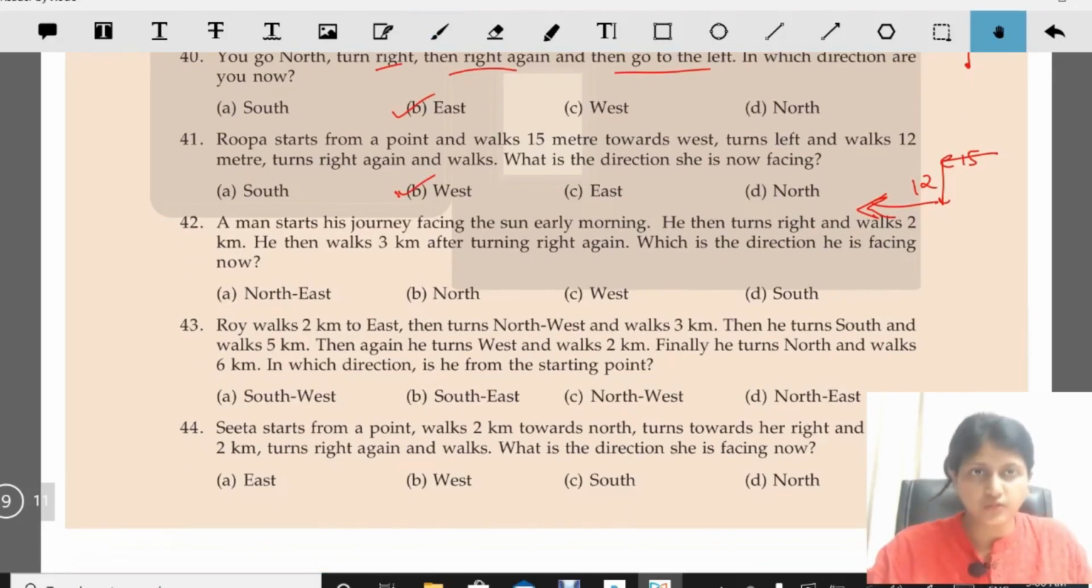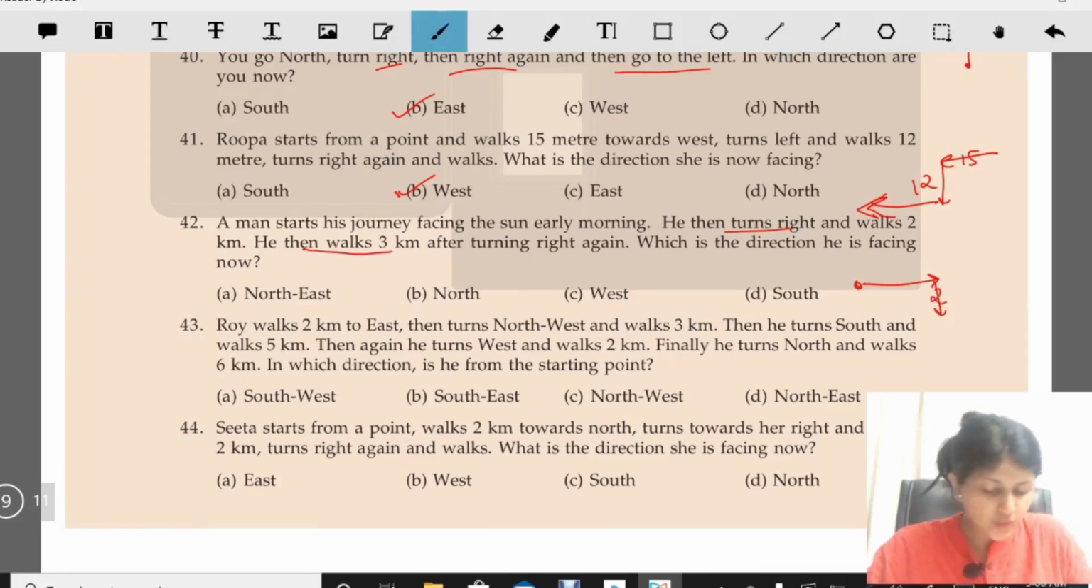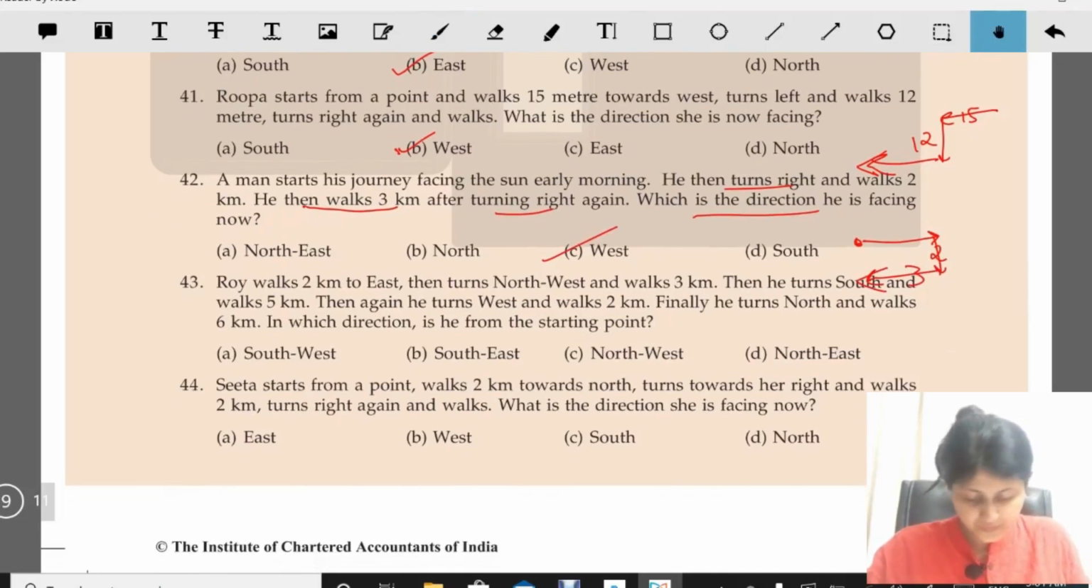Question number 42. A man starts his journey facing the sun early morning. Okay, so he is walking in the east direction. He then turns right and walks 2 kilometers. He then walks 3 kilometers after turning right again. What is the direction he is facing now? So he is facing which direction? West.